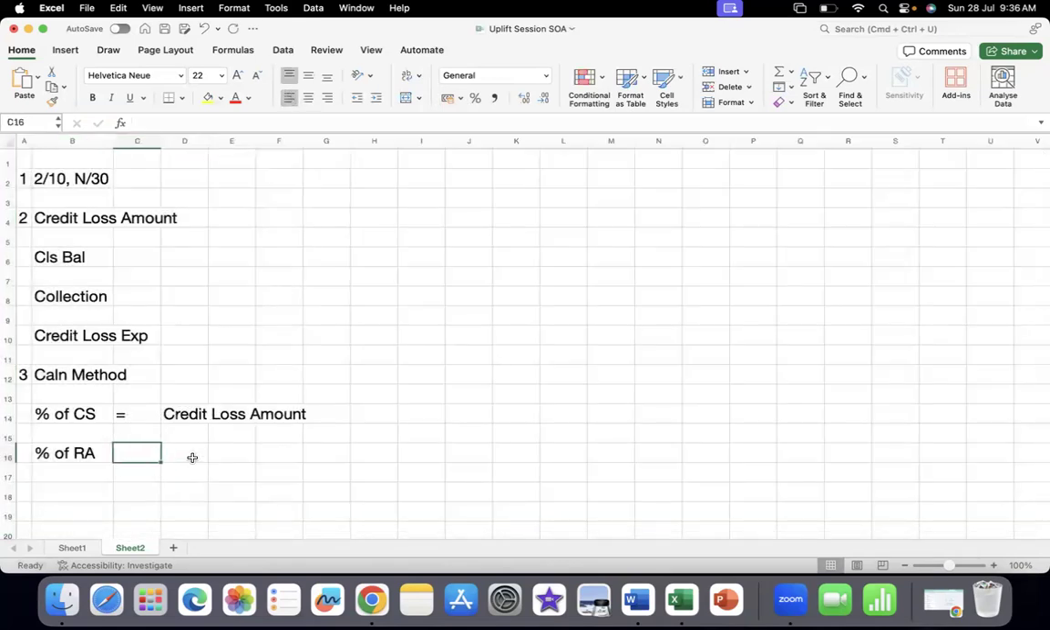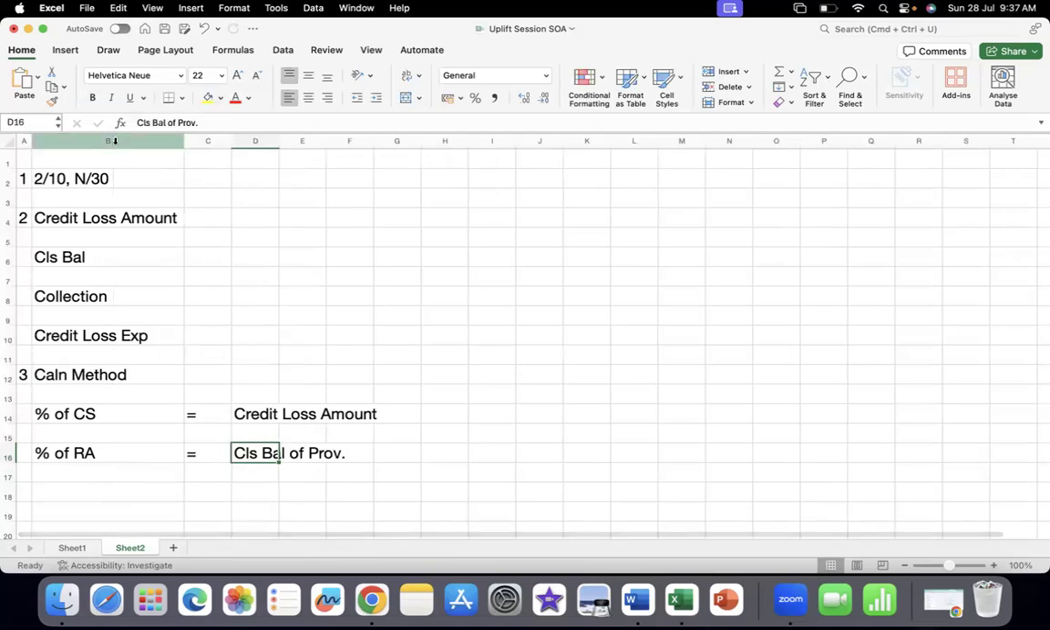So if your question says that the company is following the percentage of credit sales method, what is the credit loss amount? If you have the credit sales given to you, you can just take a percentage of it and get an answer. I'll brief you with an example on this. And the percentage of receivable amount, or recoverable amount, gives you the closing balance of your provision account. So it depends on what kind of information is requested in the question.